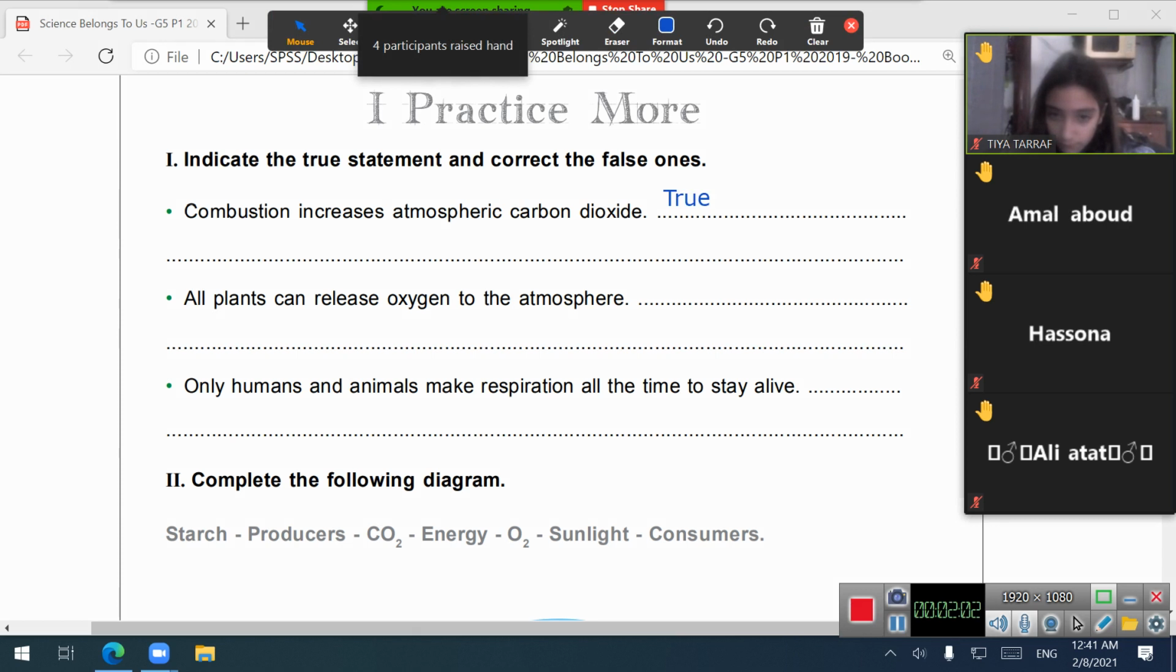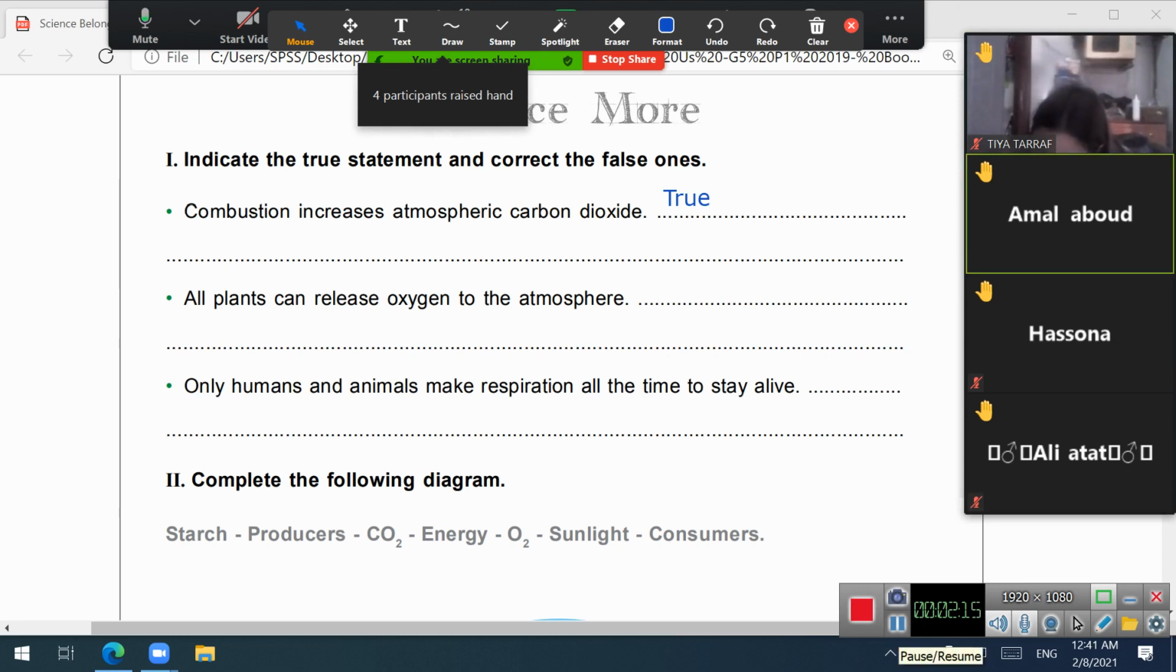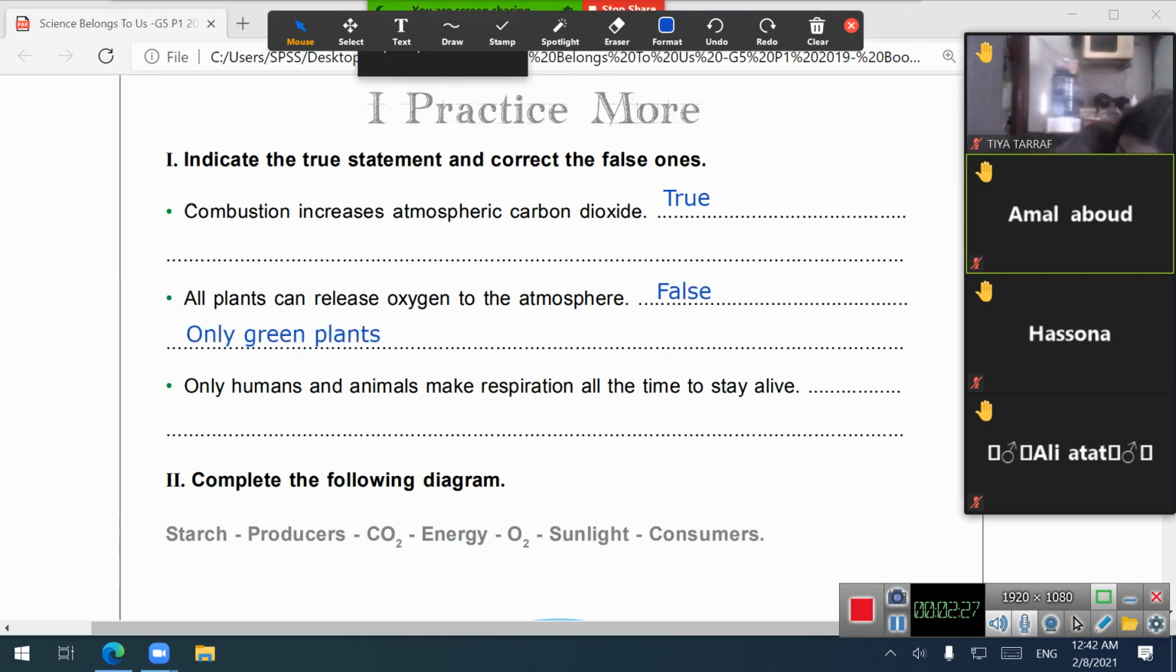Now, all plants can release oxygen to the atmosphere. All plants. What about you, Amal? False. Which plants release oxygen? Which plants? Only green plants release oxygen in the atmosphere. Thanks a lot, Amal. So, only green plants release oxygen to the atmosphere by the photosynthesis process.